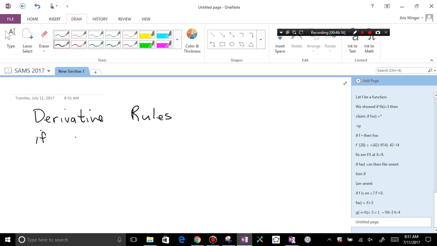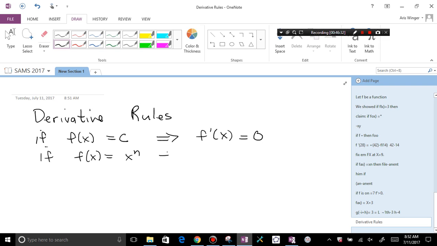We have a couple already. If f of x is equal to c for every x on the real line, then the derivative is 0. And if f of x is equal to x to the n, that means that f prime of x is nx to the n minus 1. And now we're going to do our product.